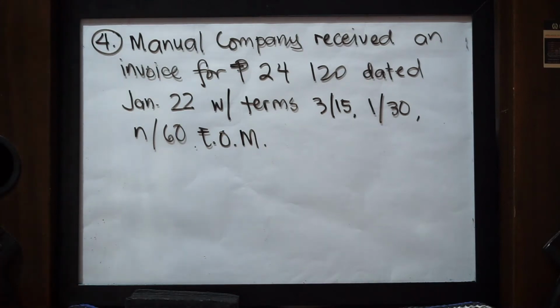So, for number 4, Manual Company received an invoice for 24,120 pesos dated January 22 with terms 3/15, 1/30, and N/60 EOM. Then, letter A, if the invoice is paid on February 1, how much is to be paid?